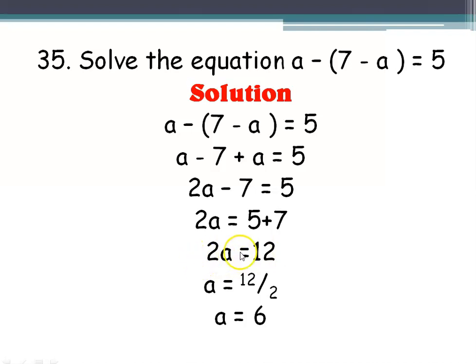Then I'll divide both sides by 2. 2a divided by 2, 2 cancels 2, and I'll be left with a. Then 12 divided by 2. 12 divided by 2 is 6.